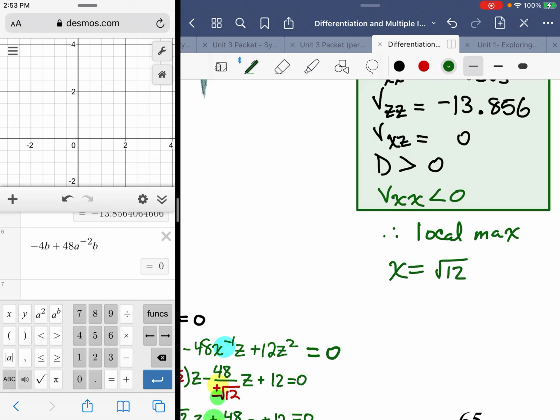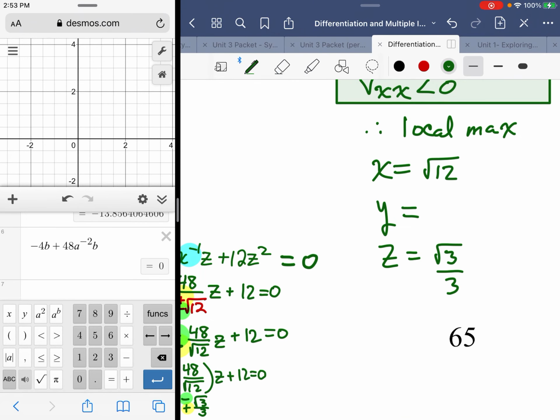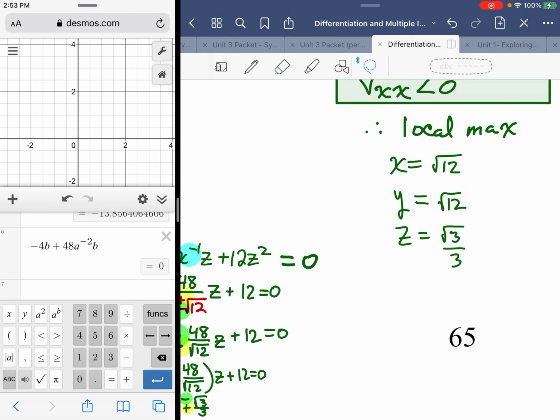So x, radical 12, z, radical 3 over 3, and y, well, 12 divided by radical 12 is going to be radical 12. So coincidentally, it turns out that this thing actually was a square, but we didn't know that going in. And the benefit of doing it this way is I don't actually have to go to my volume formula in order to figure out what the volume of the figure is going to be, because I can just subtract off the dimensions and multiply if I want.